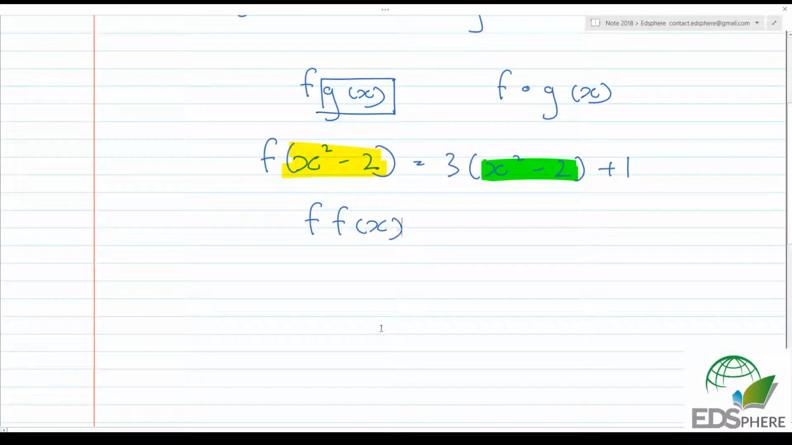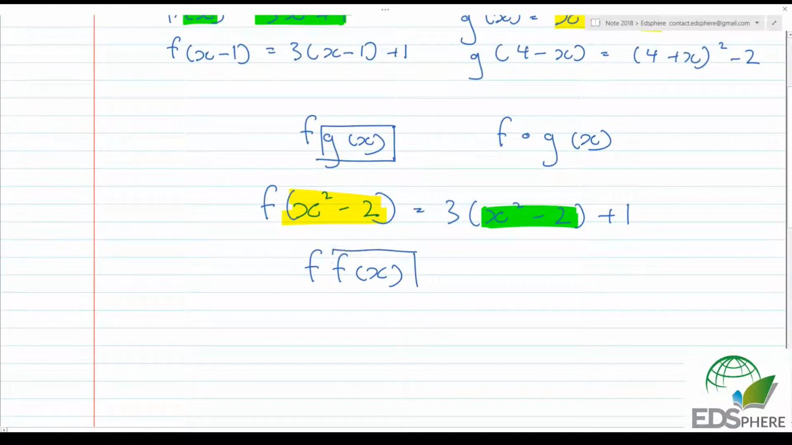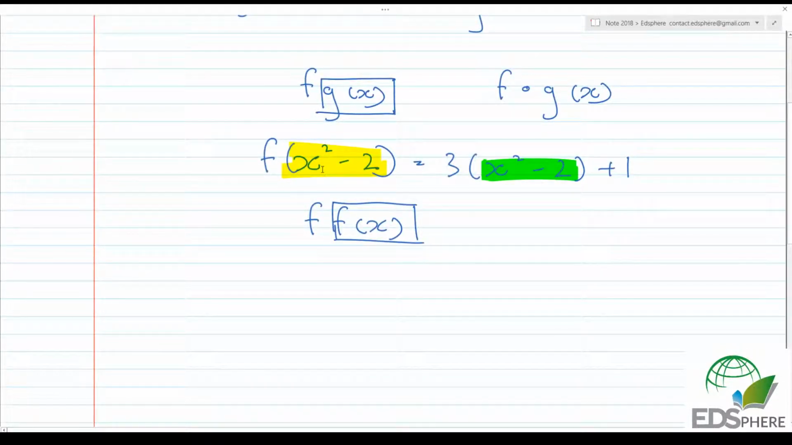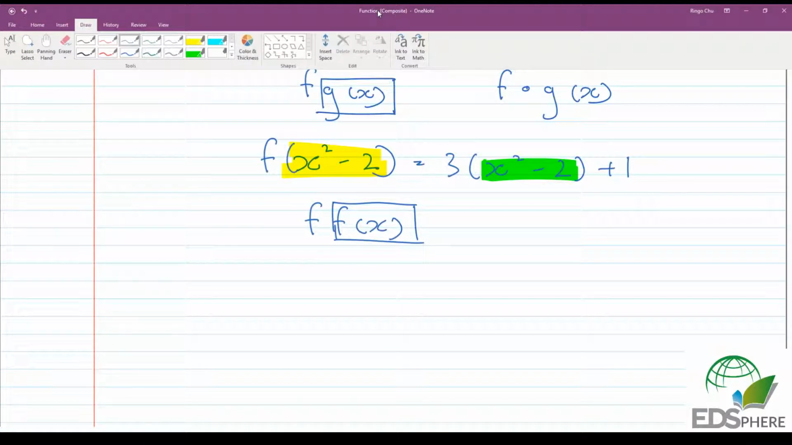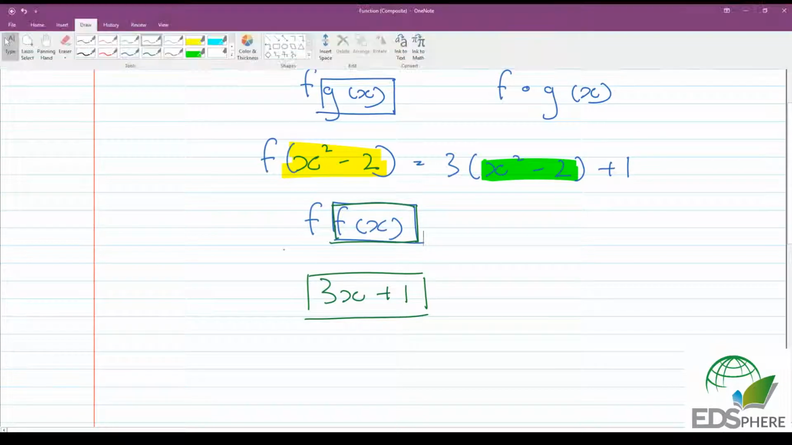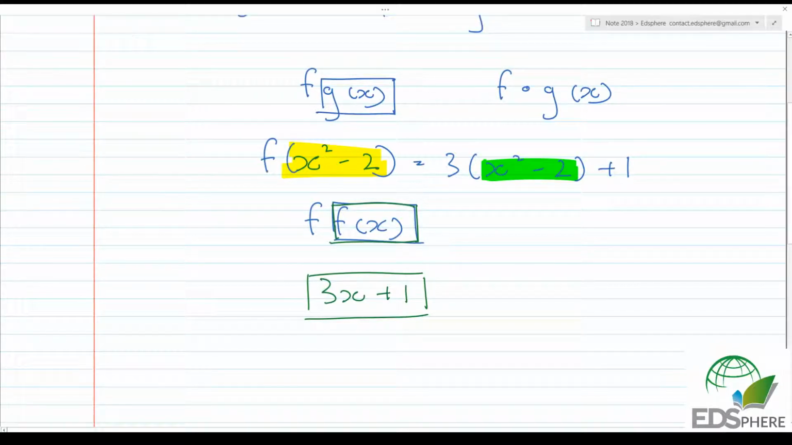So how does f of f of x work? Again, I'm going to look at this part. I ask myself, what is the f of x function? So looking up here, the f of x function is what? 3x plus 1. Well, that is actually equivalent to this f of x, you can see. And now I'm going to put this into another f of x.